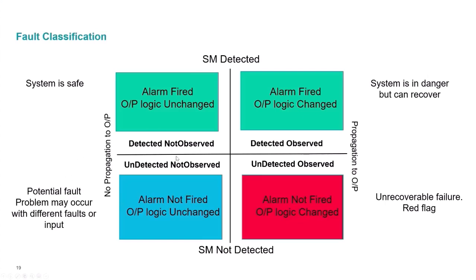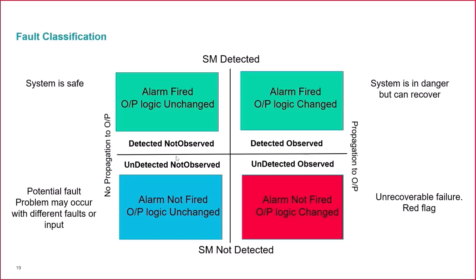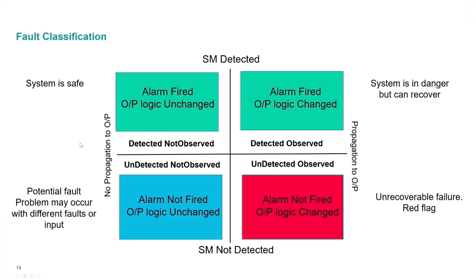It means that whatever alarm we had, whether it's hardware or software, did detect the fault injection, but the output did not change. The second category is detected observed. In this one, the alarm and the output both detected the fault. Both of these categories are somewhat good for our system because we have detected the fault. One is completely safe, one is in danger but can recover.